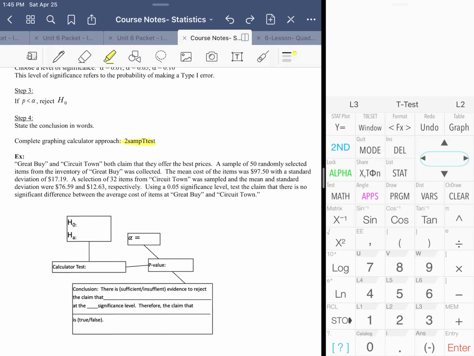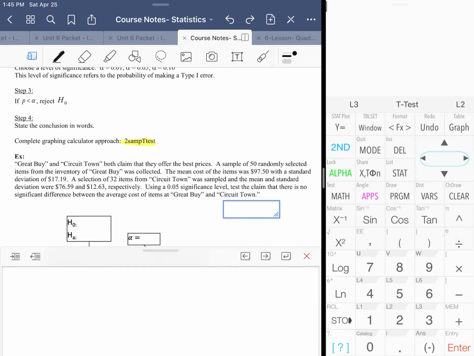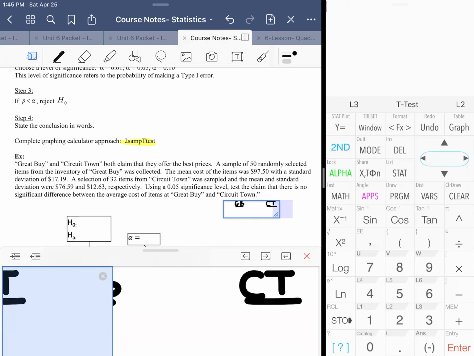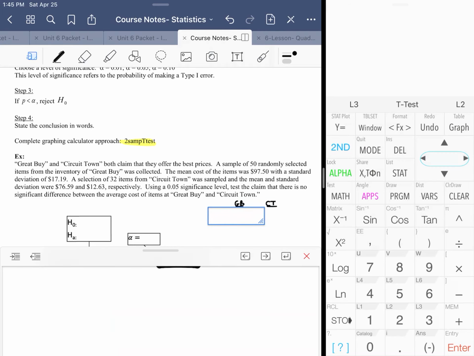This is an old school question, but I still like it because it reminds me of how things used to be. Great Buy and Circuit Town, so that is a highlighter. It's not my first time making that mistake. Great Buy and Circuit Town.